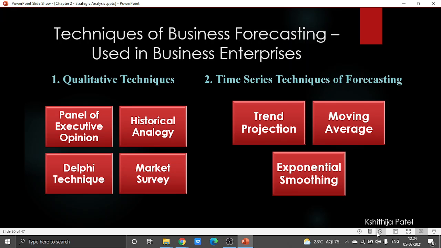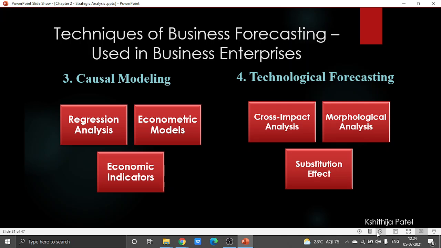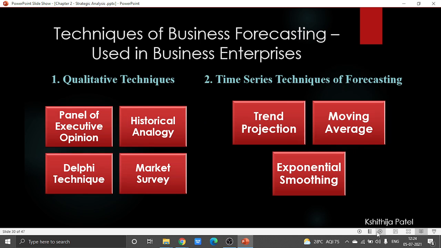Some of the qualitative techniques that we did can be taken. In this particular slide, we are taking quantitative techniques: time series techniques of forecasting, causal modeling, and technological forecasting. Some of the things that we had not taken there, we shall discuss here under. Panel of executive opinion, we discussed what it is.